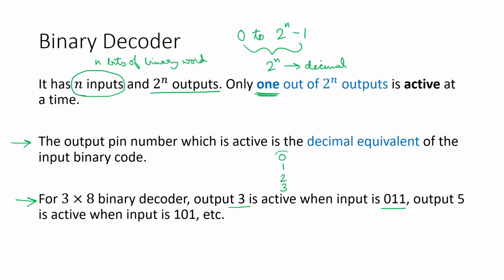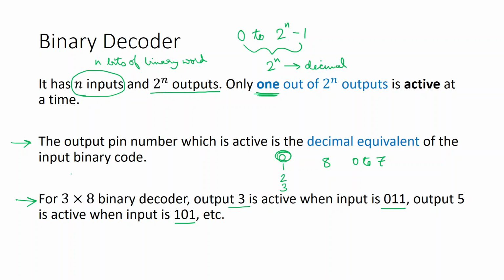We refer to this one as the output 0. As the number of the pins goes, we refer in that manner only. So the outputs are from 0 to 7. There are 8 outputs, but from 0 to 7. So when 101 is the input, then 101 means 5, so output 5 is active.